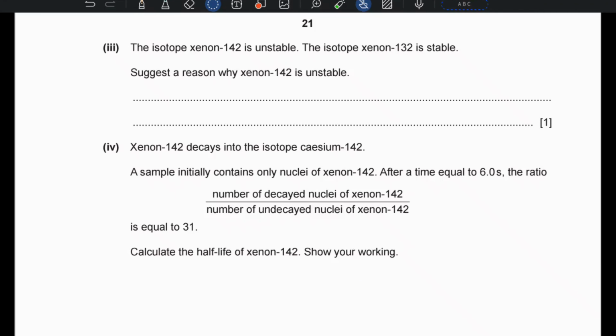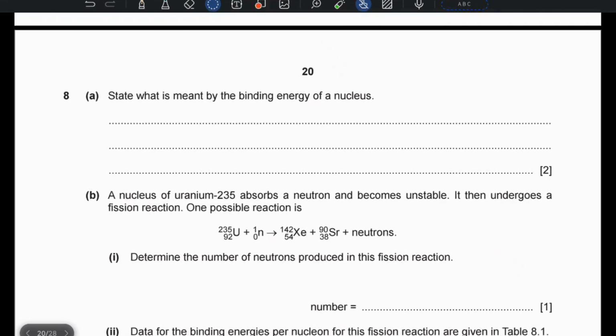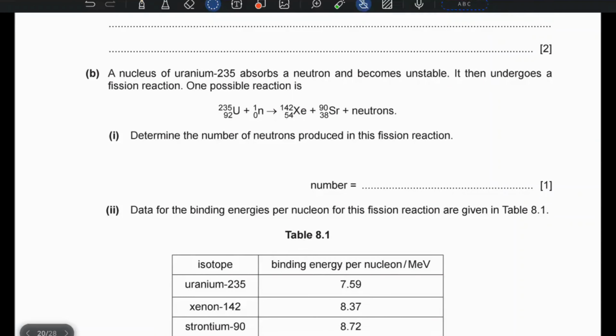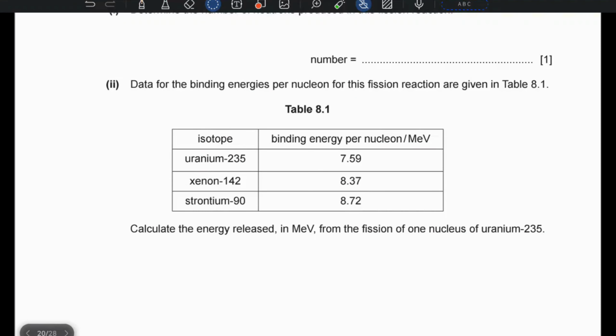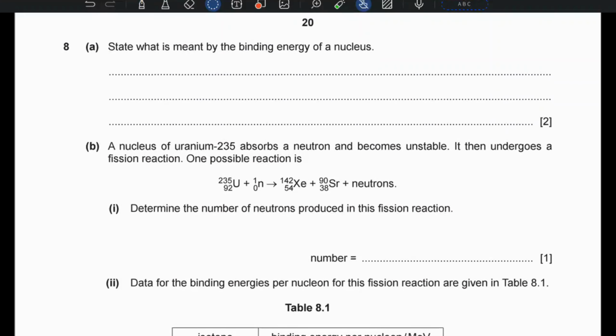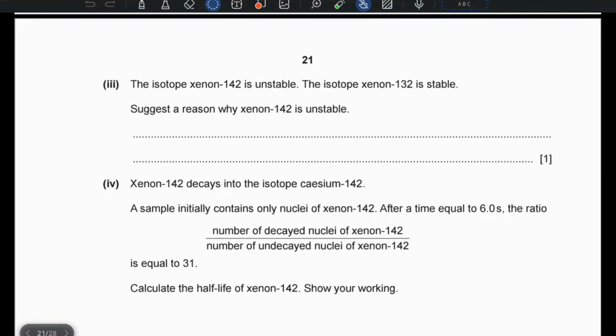So in this video, we'll be looking at question 8 from February-March 2024, question paper 42. However, I'm going to skip 8A and B Roman 1 and 2 because those are basic questions that they usually ask in almost every paper: the number of neutrons, energy released, or the definitions. So let's look at something a bit more interesting today, which is Roman 3.